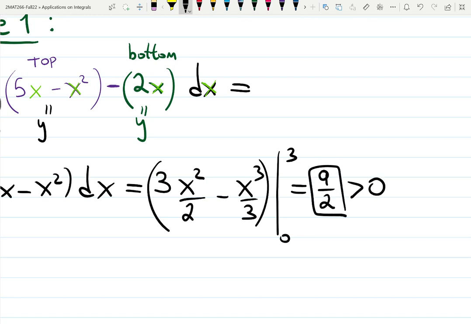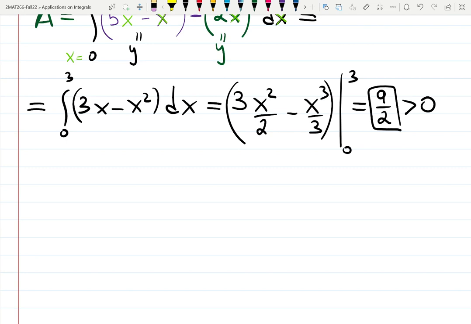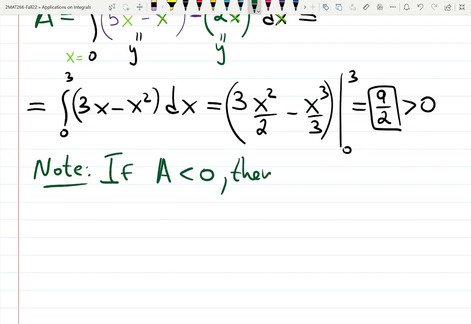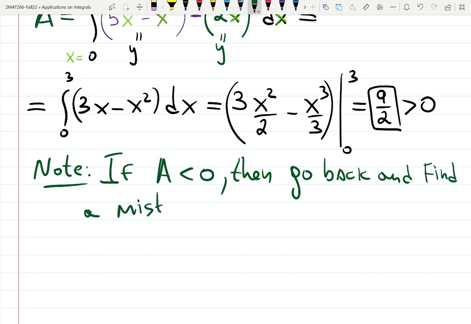It better be positive. If it is negative, you messed up. Usually, there are several ways to mess up. Of course, calculations. But I'll make a note for you to know on a test or in your homework. If area ends up to be negative, then go back and check your order or signs. Go back and find a mistake. Maybe you messed up top minus the bottom. Then just put a negative sign in front of the integral, you're fine. Or calculations.